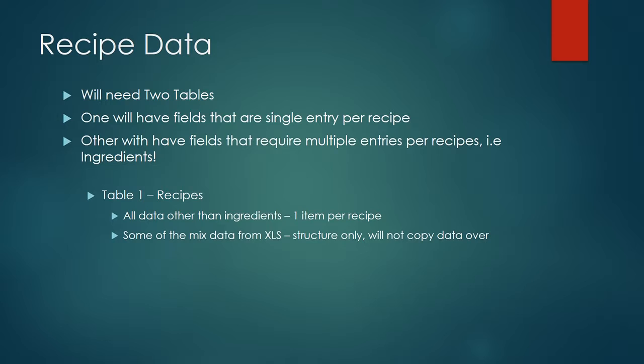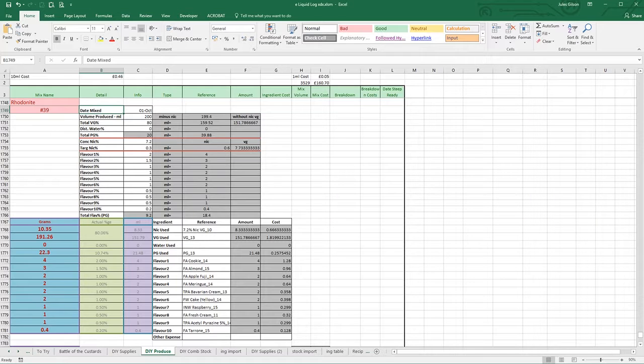So the actual field names, if you like, are going to come, or at least be derived, from our old Excel spreadsheet. So if we have a look at that, and we've got an example of what is kind of a hash up between a recipe and a mix in the old spreadsheet, we've got the name of the recipe. So that obviously is one item per recipe. It's got one name, so that's going to be in our first table.